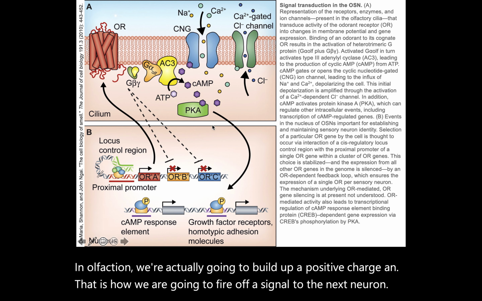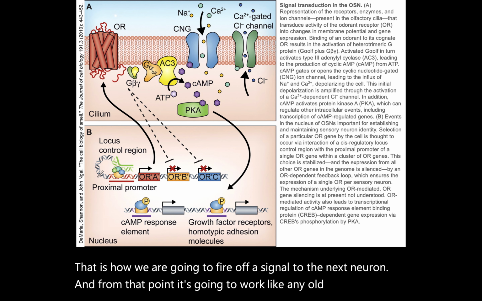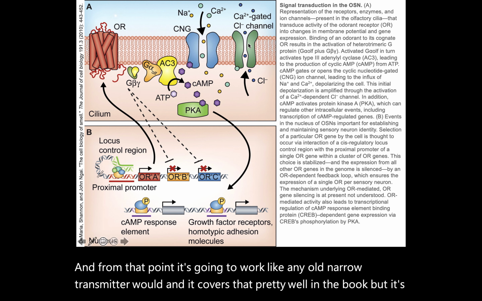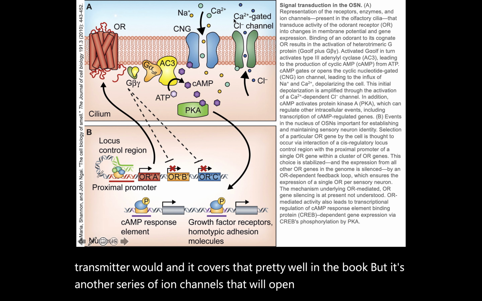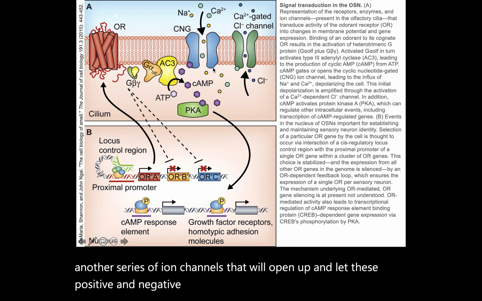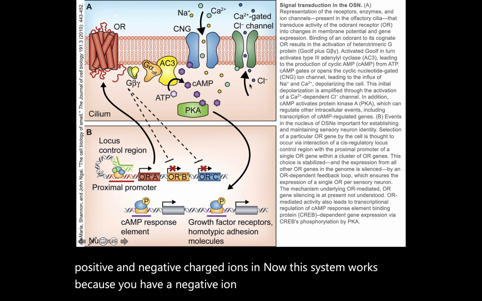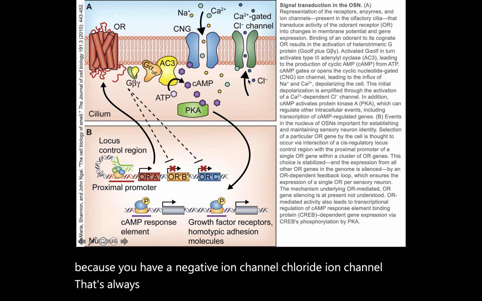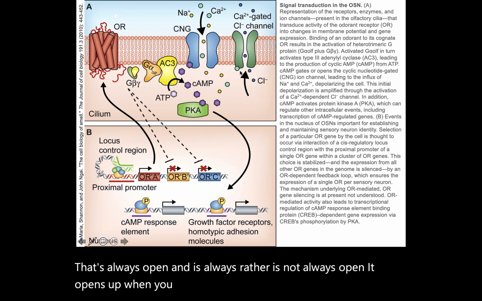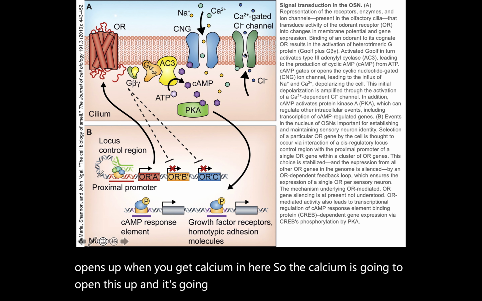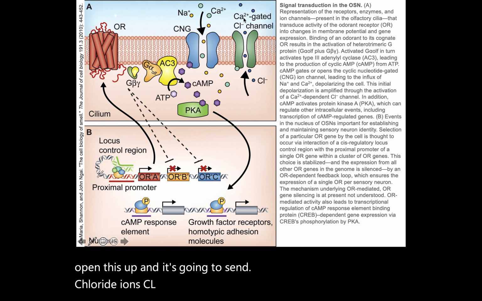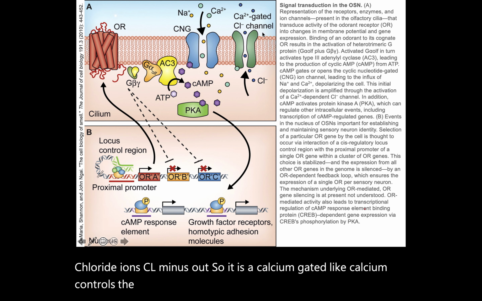And from that point, it's going to work like any old neurotransmitter would, and it covers that pretty well in the book. But it's another series of ion channels that'll open up and let these positive and negative charged ions in. Now, this system works because you have a negative ion channel, a chloride ion channel. It's not always open. It opens up when you get calcium in here. So the calcium is going to open this up, and it's going to send chloride ions, Cl minus, out. So it is a calcium gated chloride ion channel.